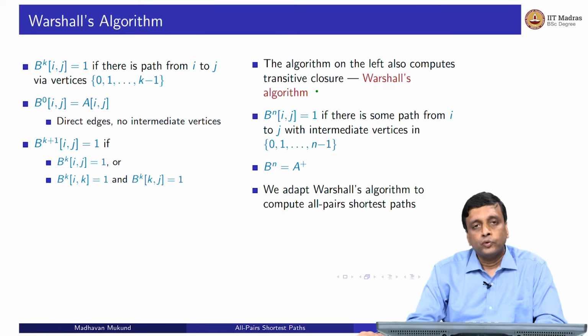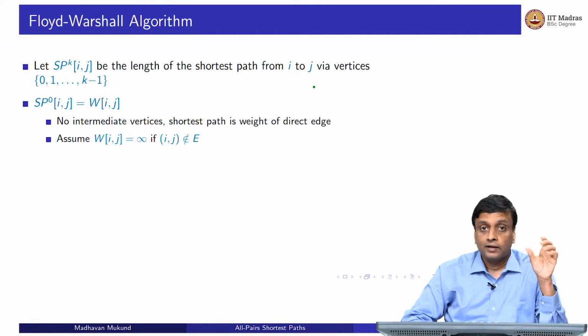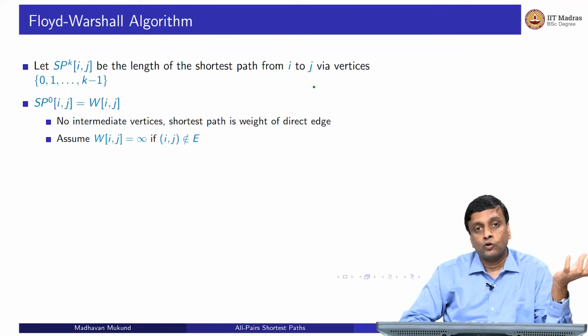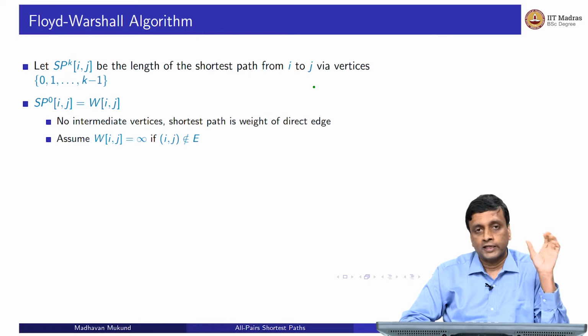So what we are going to do is use this transitive closure algorithm to compute all pair shortest paths, and this is called the Floyd-Warshall algorithm. So the Warshall algorithm is the transitive closure part, and Floyd's contribution is to show how to adapt this algorithm to compute all pair shortest paths. So together it is called the Floyd-Warshall algorithm in most books.